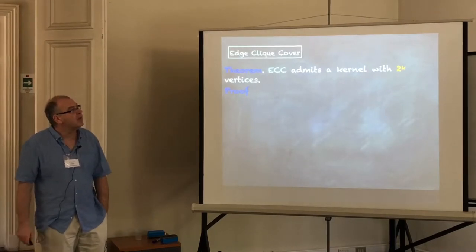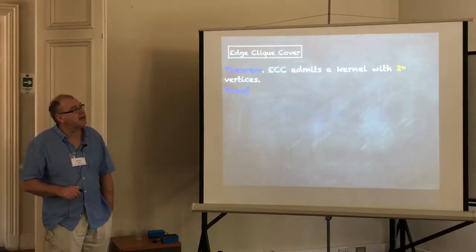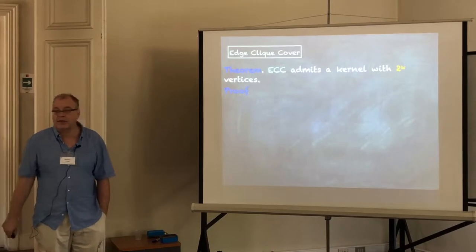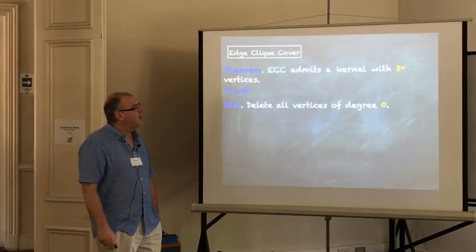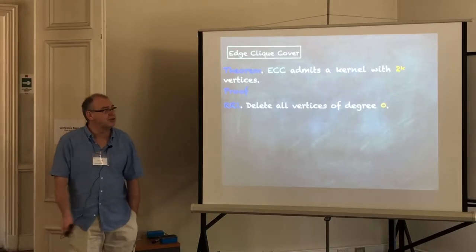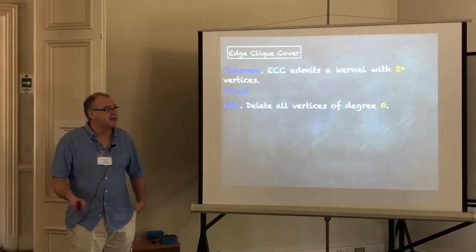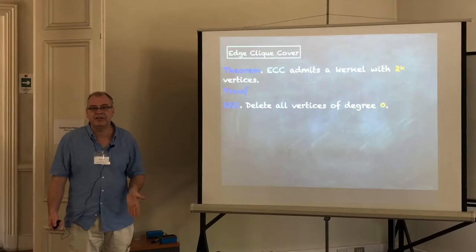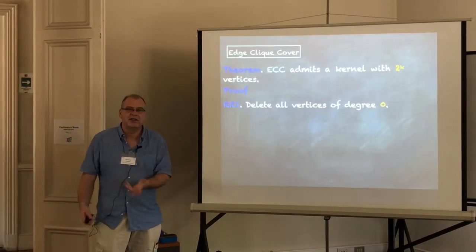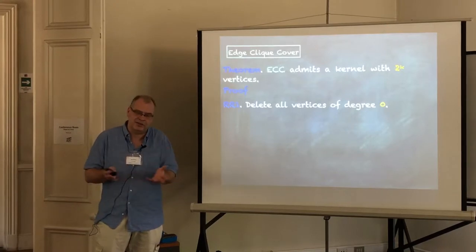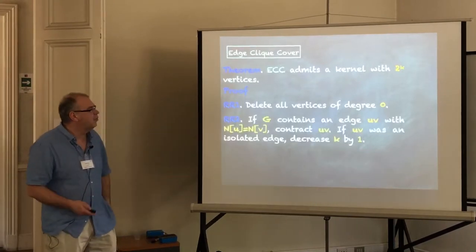Okay, so I claim that H-clique cover admits a kernel with 2 to the k number of vertices. How come? Okay, so again, the first reduction rule seems to be the same. And it's trivial, right? If I have a vertex of degree zero, this vertex will not cover any edge, it wouldn't belong to any cliques, so it's useless. So I just remove this.